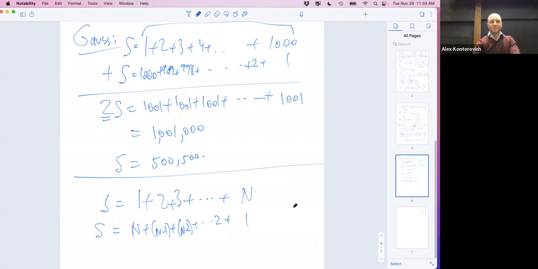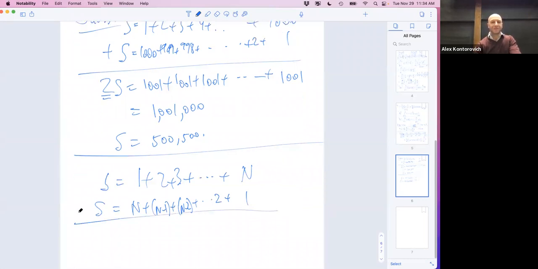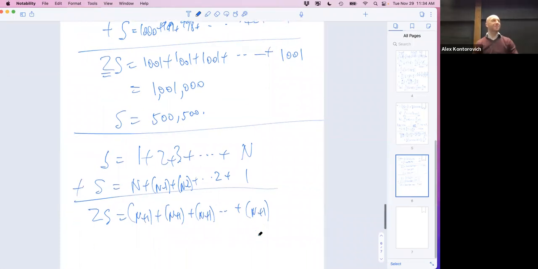Everybody see that? If I add these two together, S plus S, 2S, N plus 1 is N plus 1, 1 plus N, N minus 1 plus 2, N plus 1, N minus 2 plus 3, N plus 1, all the way up to N plus 1 is N plus 1. Right? The 1,001 that we got when N was equal to 1,000. How many of them are there? There's N of them. So if I take N plus 1 and I add it to itself N times, that's exactly N, that's the definition of N times N plus 1.